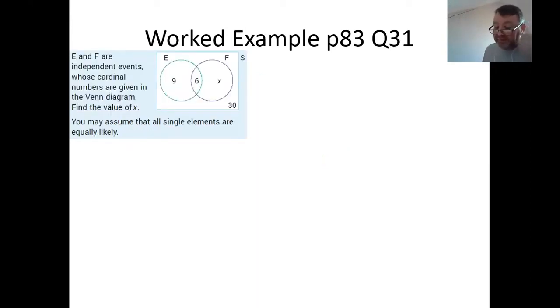E and F are independent events whose cardinal numbers are given in the Venn diagram. Find the value of x. And then it says you may assume that all single elements are equally likely. Now again, the key word in this question is independent. P of E multiplied by P of F must be equal to P of E intersection F. That's the rule for independence.